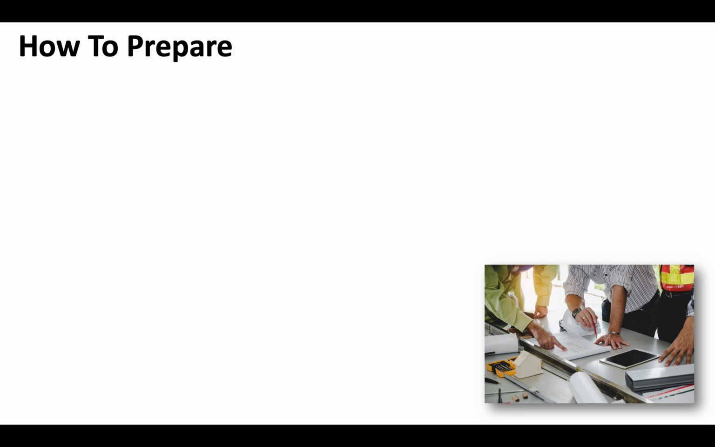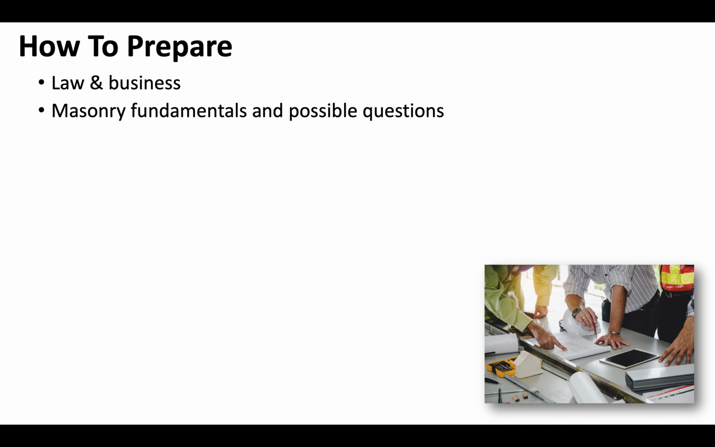Now, preparing is going to be critical. Make sure that you're familiar with California law and business. It's going to be 50% of the exam. So there's a lot of different areas that are going to be on this test that you'll want to make sure that you're studied and prepared on. Make sure that your masonry fundamentals are tight and that you've seen the possible questions that could appear. And then obviously California health and safety.